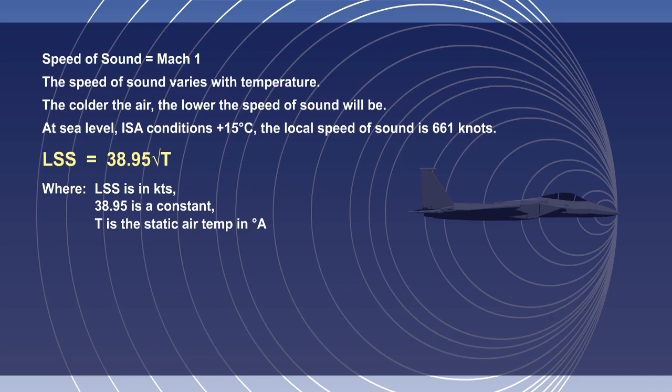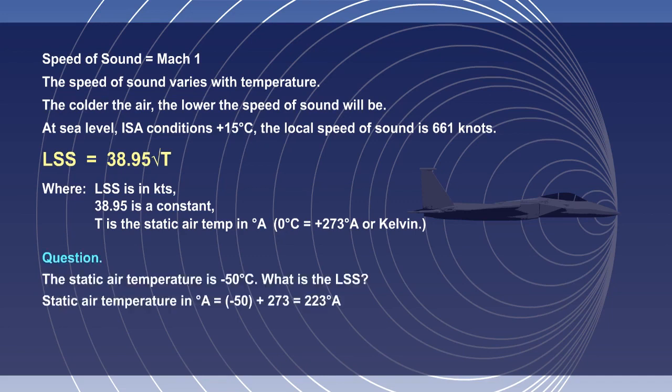In this formula, the local speed of sound in knots equals 38.95 times the square root of the static air temperature in degrees absolute. Note the formula uses degrees absolute. To convert from degrees Celsius to degrees absolute, just add 273 degrees, as 0 degrees Celsius equals plus 273 degrees absolute. Degrees absolute may also be known as degrees Kelvin.